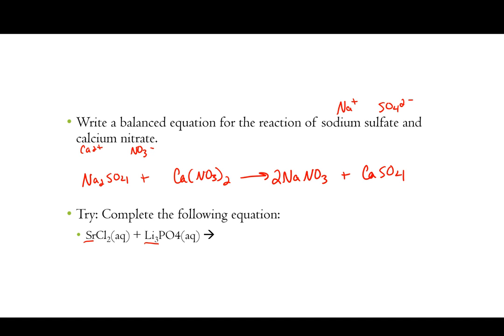So in this last one, we have strontium and lithium that are going to switch partners. So lithium's a +1, chlorine's a -1, so it's just LiCl. Strontium is a +2, phosphate is a -3. So you need 3 strontiums and 2 phosphates for the charges to balance out. Balancing wise, let's see, I'm going to need a 3 there and a 2 there and a 6 there.